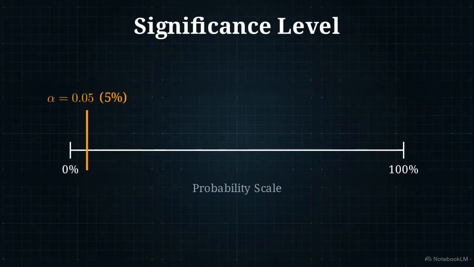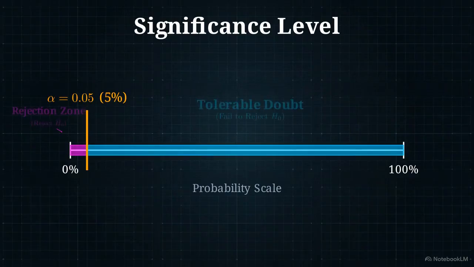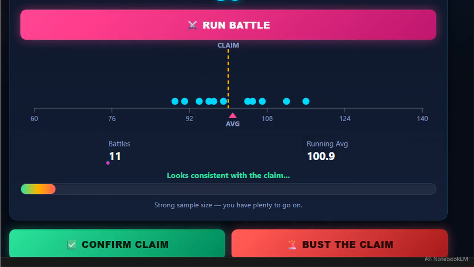Before we even look at that probability, we have to set a standard for our evidence. This is the alpha threshold. Usually set at 5%, it is a strict mathematical line in the sand that determines exactly how much doubt we are willing to tolerate. Look at the bottom of the official record for Kaido's 11-battle sample. The p-value for that 100.9 average is above our 5% threshold. It was highly likely to happen by chance, so we failed to reject the null hypothesis.